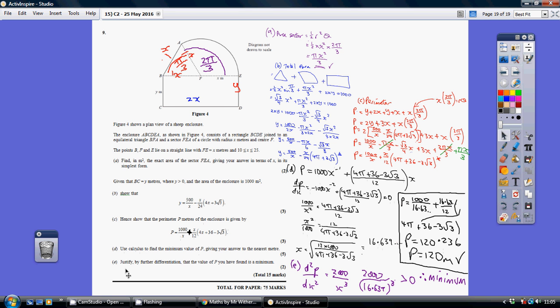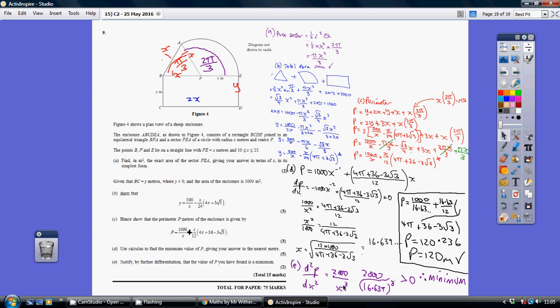Now for part E, I've got to justify by further differentiation that P is a minimum, so I take the second differential. I go back up here to my dP/dx and further differentiate this. I multiply by the current power, which is minus 2, so that gives me plus 2000, and I take away 1 from the power, so it's no longer x to the minus 2, it's x to the minus 3. Taking that downstairs gives me 2000 over x cubed. When I differentiate this constant again, it disappears. So my d2P/dx squared equals 2000 over x cubed.